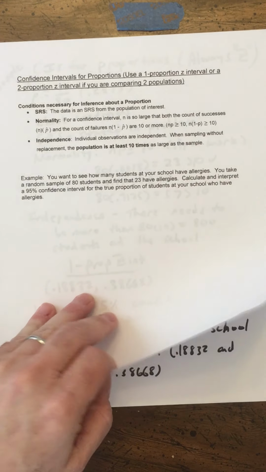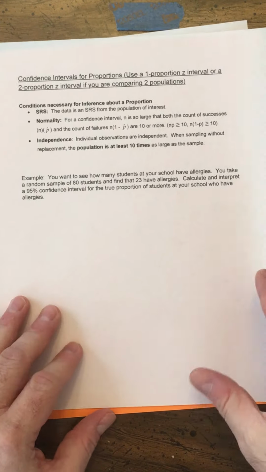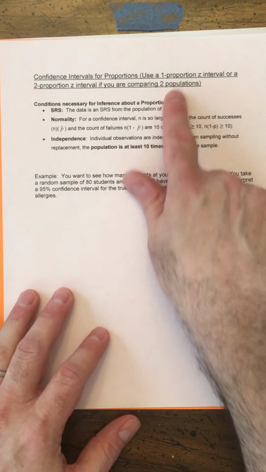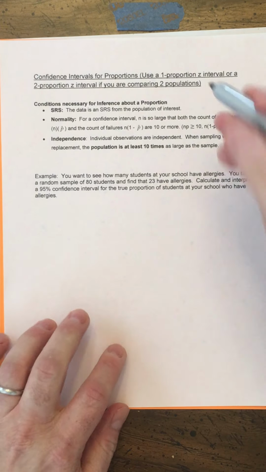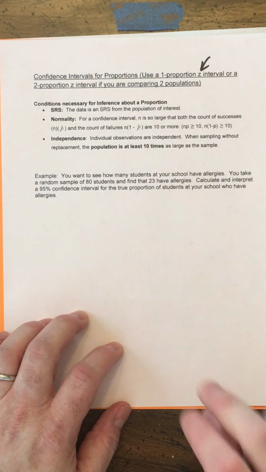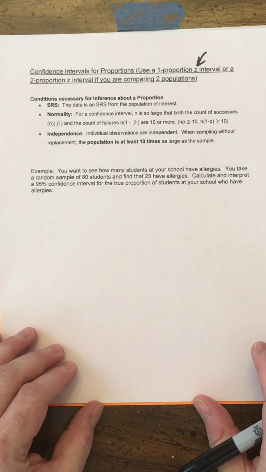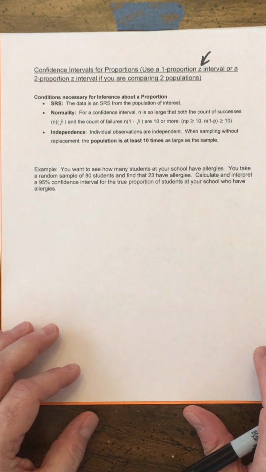Okay, confidence intervals for proportions. Now there's one proportion intervals and two proportion intervals, but no matter which kind of interval you're doing, proportions are always going to be z. You don't have to worry about t or anything. It's always got to be z.